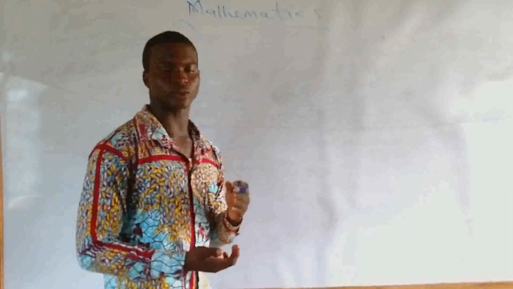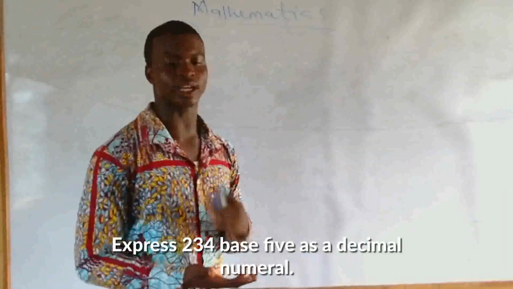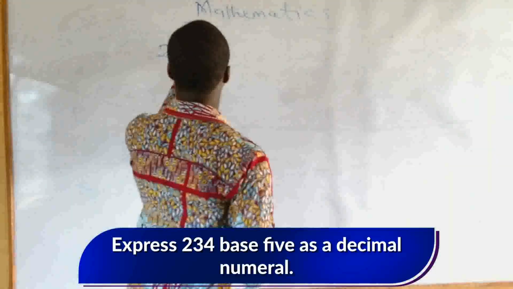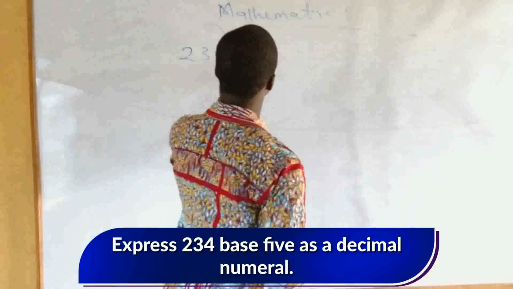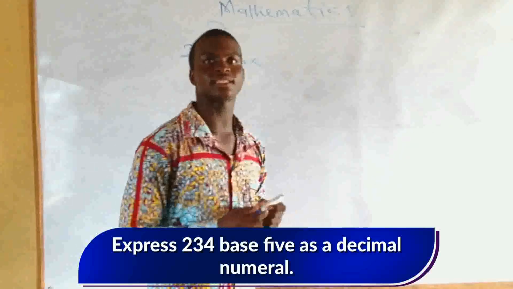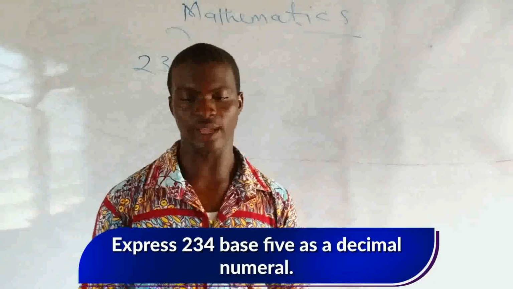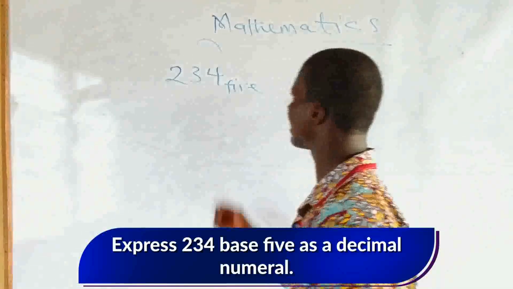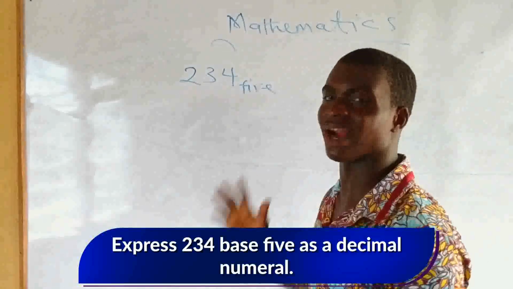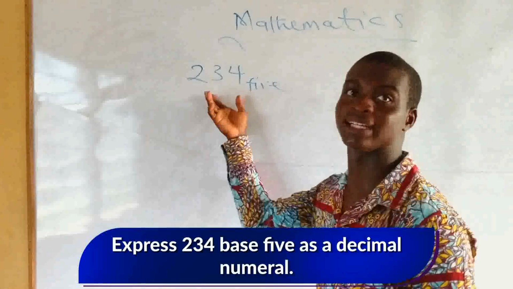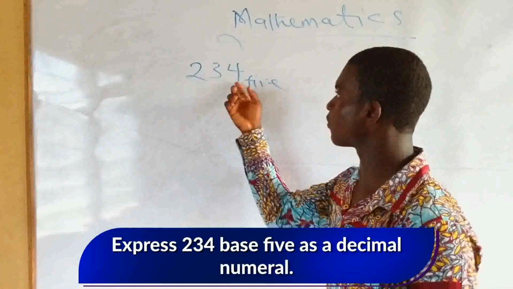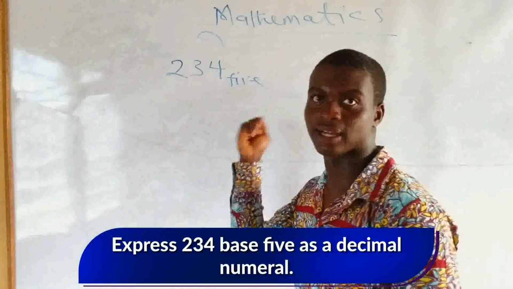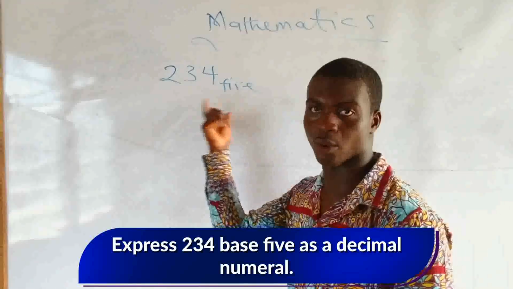So we will have a first question, that is express 234 base 5 as a decimal numeral. With the 234 base 5, it will be written in this form. With the base 5, you write it as a subscript at the right side of the combined digits, that is 234 base 5, a subscript at the right down level of the numbers or the combined digits.